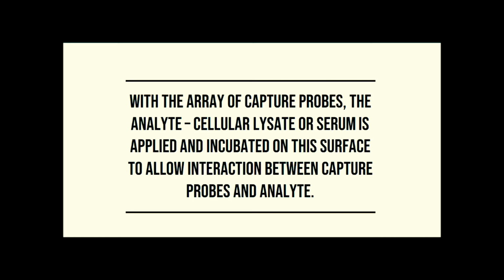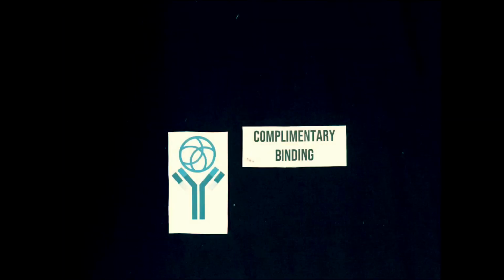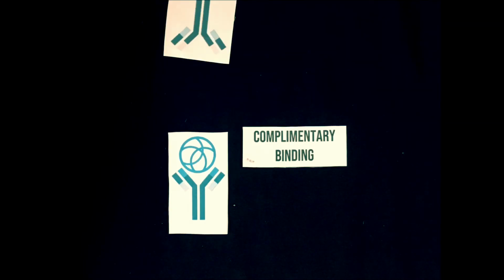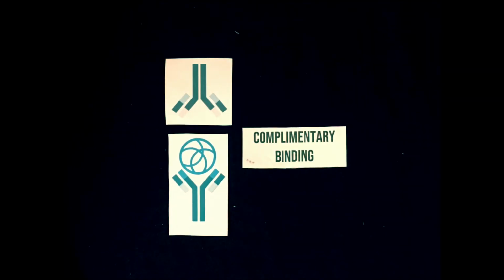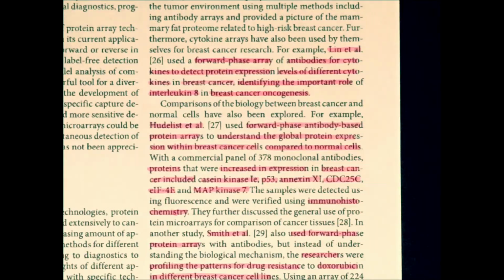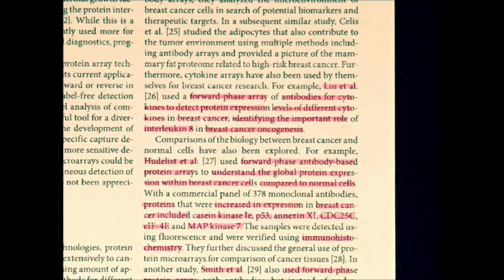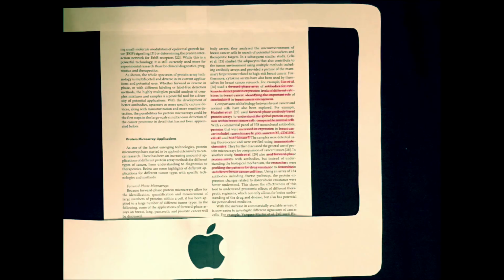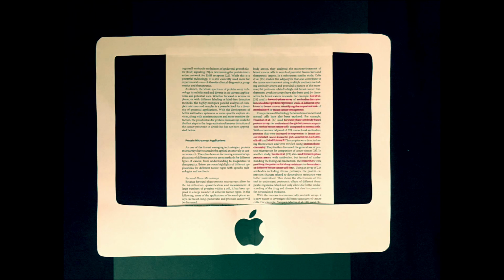There are two general categories of detection formats, label-based and sandwich. Label-based method require pre-treatment of the sample prior to incubation in the microarray. The analyte can be either directly labeled with fluorophores or quantum dots, or indirectly tagged after capture with the secondary labeled antibody. There are a few papers on forward-phase protein array. One of them is from Lin, which used a forward-phase array of antibodies for cytokine to detect the protein expression levels of different cytokines in breast cancer. This helps in identifying the important role of interleukin-8 in breast cancer oncogenesis.